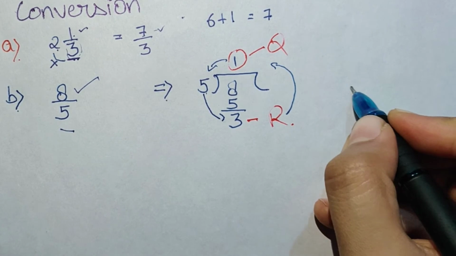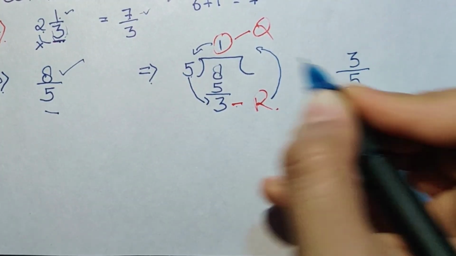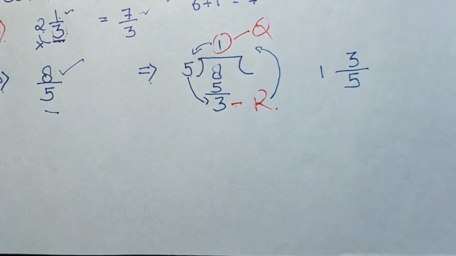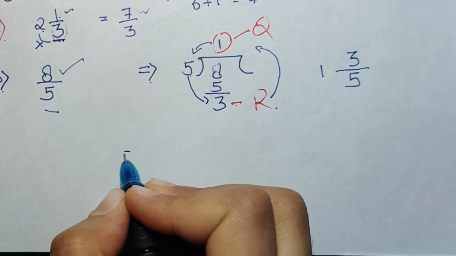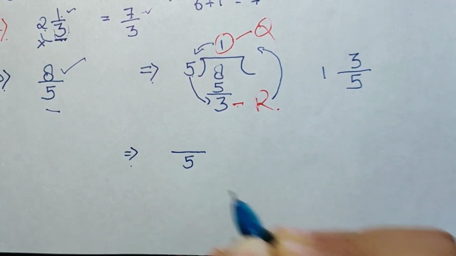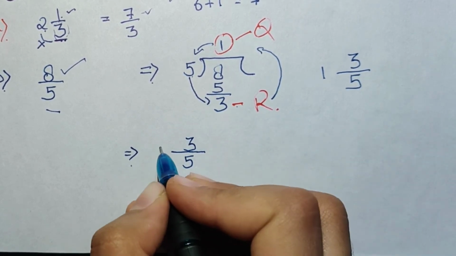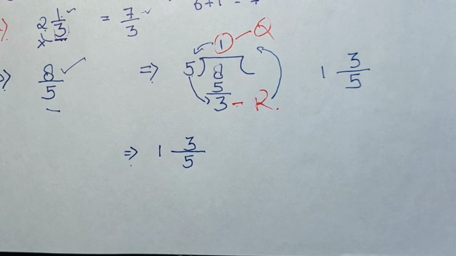5 will come downside. This 3 will go here and 1 will come here. Or the other method by which you can know is this. We'll write this 5 as denominator, remainder is written as numerator and quotient is written as the whole number. Whichever method you find easier, you can do it by that. Let us take one more example to understand it.